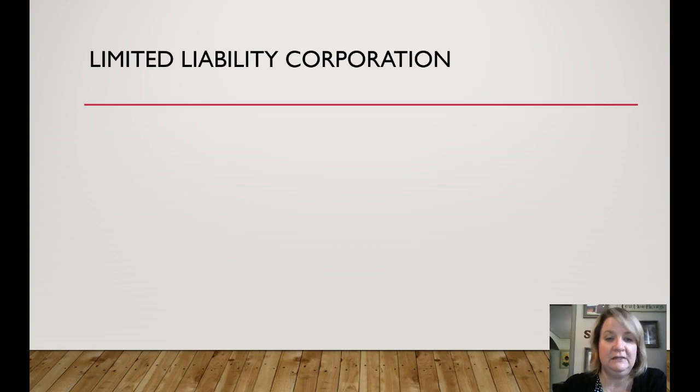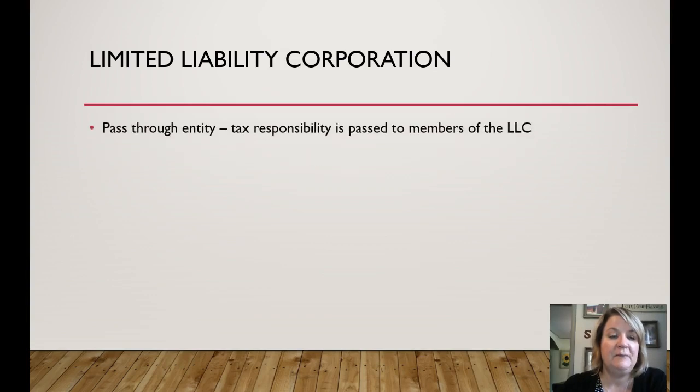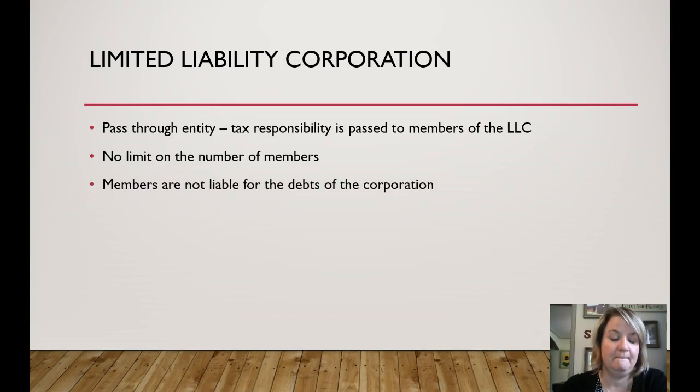Limited Liability Corporation, LLC. This is a pass-through entity. The tax responsibility is passed to the members of the LLC. There is no limit on the number of members. Members are not liable for the debts of the corporation. They are protected from the debts of the corporation.